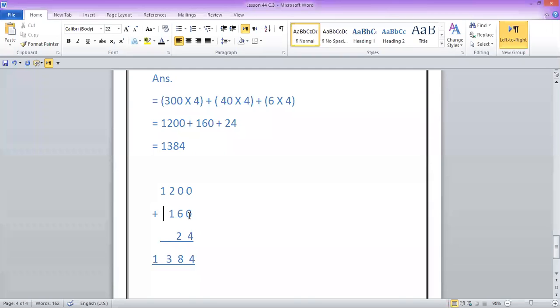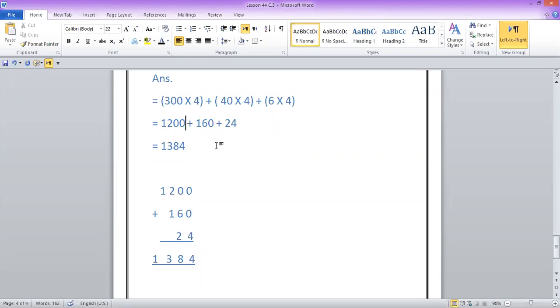So this 0, this 0, these 4, these all are ones values, so I place them in one column. This 0, this 6, and this 2, these all are tens values, that's why I place them in one column, means one line. And this 2 and this 1, they both are hundreds values, so I place them in one line. And there is only one thousand value, so that is separate from these numbers. Okay, so the answer is 1384.